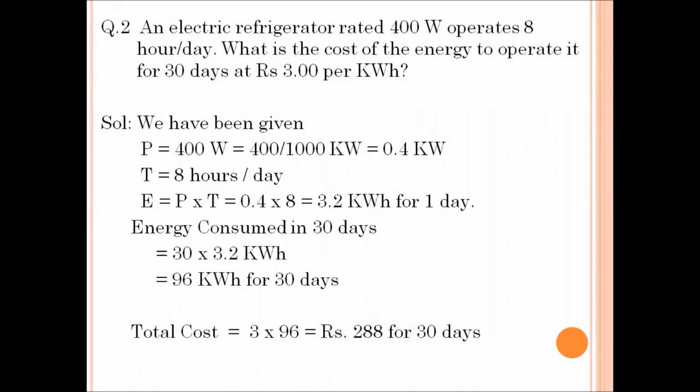We have been given power and time, and we are supposed to calculate the cost of electric energy consumed for 30 days. First, we convert power into kilowatt and then calculate electrical energy using the relation energy equals power into time, and then the total cost for 30 days.